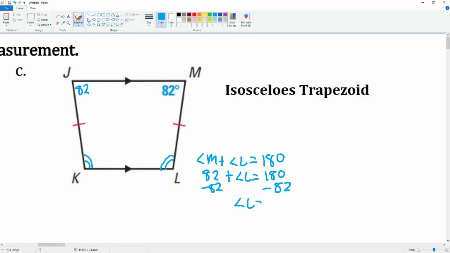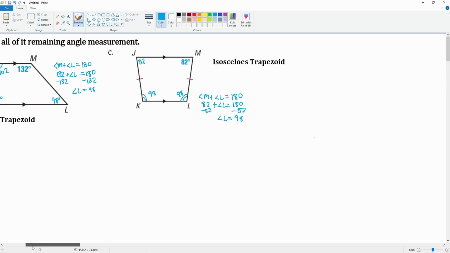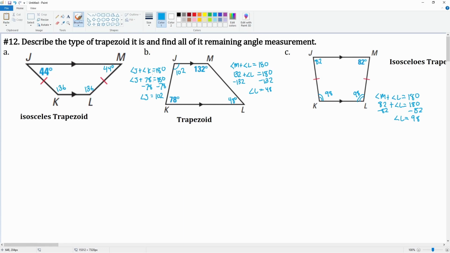You get angle L is equal to, let's see, 180 minus 82, that gets you 98. This is 98, making this also 98. All right, so there you go. That is interesting. B is the only one that's a little bit off, but everything else is a good isosceles trapezoid.